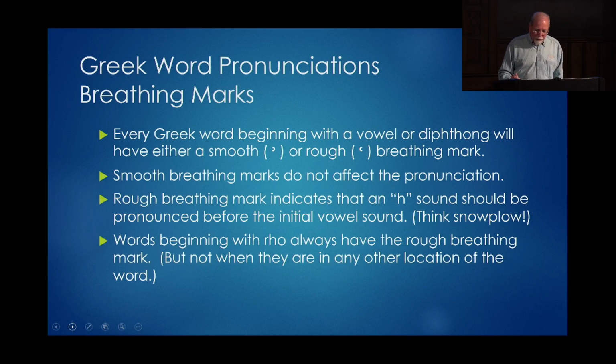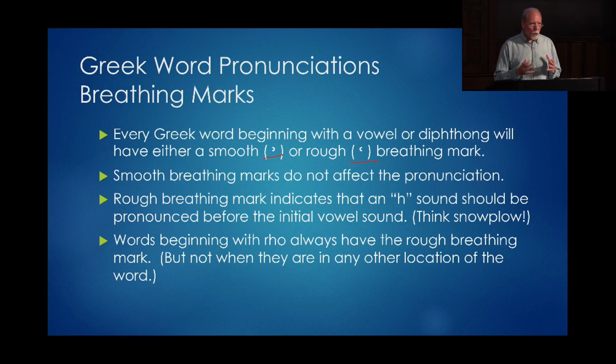The next thing is breathing marks. We talked about this a little bit ago. Every Greek word beginning with a vowel or a diphthong will have a breathing mark. It'll either be a smooth breathing mark, which kind of looks like an apostrophe, or it might be a rough breathing mark that looks like the opposite of the apostrophe. Smooth breathing marks do not affect the pronunciation. If it looks like that, you can just ignore it and pronounce your letter like you normally would. But the rough breathing mark does indicate that an H sound should precede.